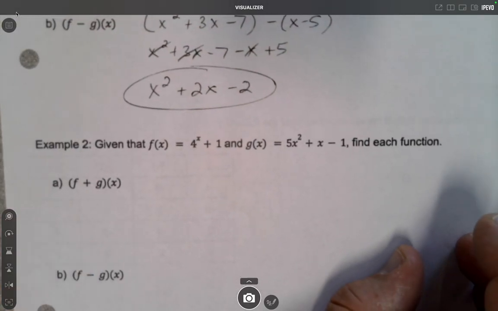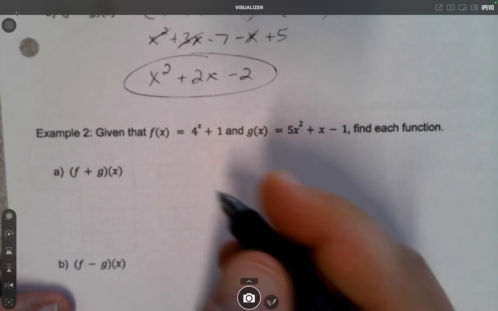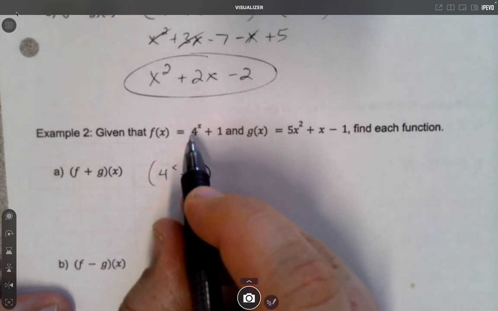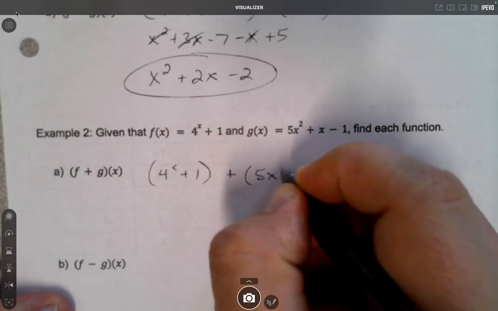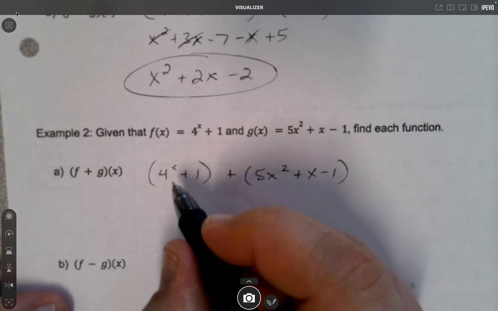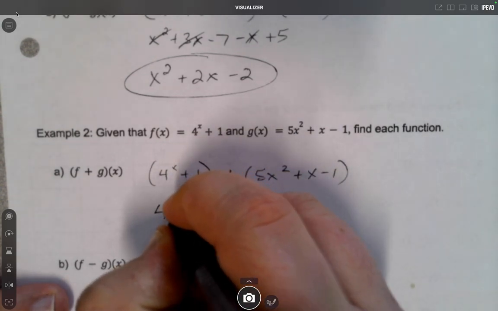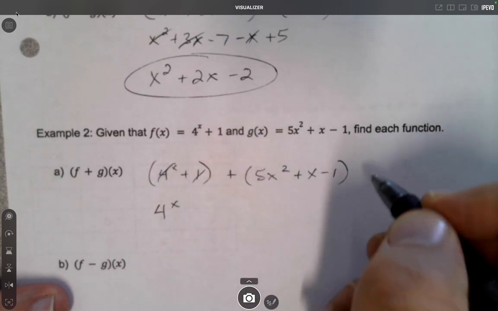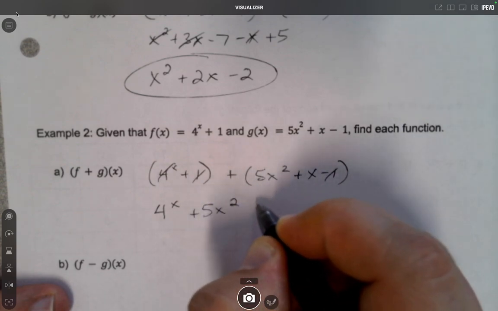Okay, example 2. Same process. You can see it's still f plus g and f minus g. We're just doing it with new functions. So f is 4 to the x plus 1. This is an exponential. When you have a number raised to a variable, that's called an exponential. We add to that 5x squared plus x minus 1. Well, 4 to the x doesn't have a like term. There's no other exponential in here at all. So we just leave that as it is. We have a plus 1 here and a minus 1 here, so they just cancel out. That leaves us with plus 5x squared plus x.